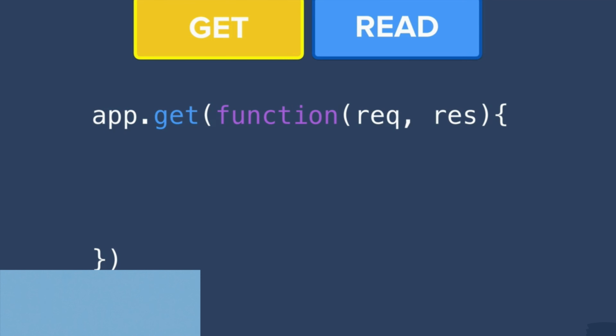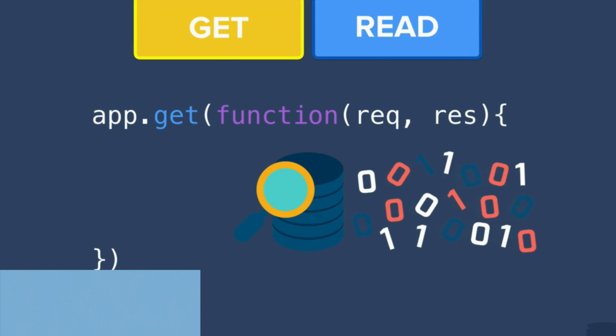So the first one is get, and get is basically the same as read. So we've already written this code many times. Every single time we want our server to serve up some resource, we've been using app.get, and then we pass a callback that responds to the request and sends the result back. And if the request involved something that relates to our database, then that's the equivalent of searching through our database and returning the data as the result.